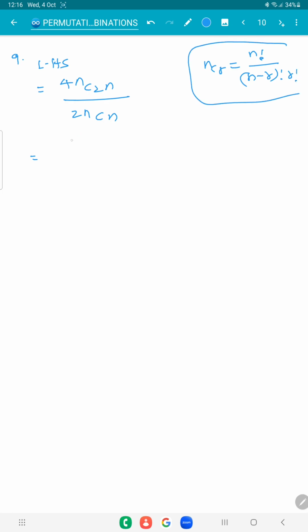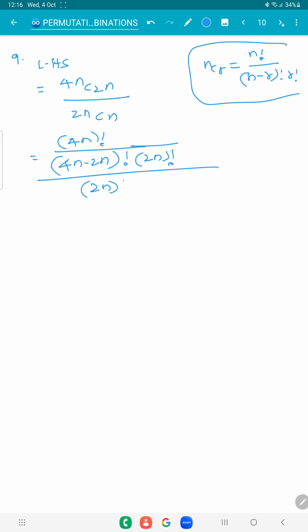Now the last question is an important theorem. Let us consider LHS. LHS is equal to 4nC2n by 2nCn. We know that the nCr formula is n factorial by (n minus r) factorial into r factorial. Let us apply the same formula here: 4n factorial by (4n minus 2n) factorial into 2n factorial, divided by the denominator 2n factorial by (2n minus n) factorial into n factorial.